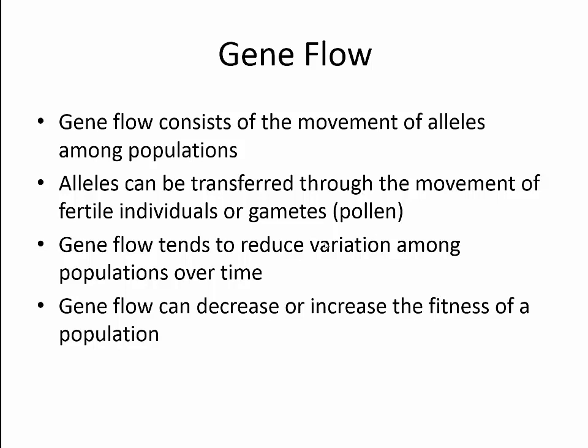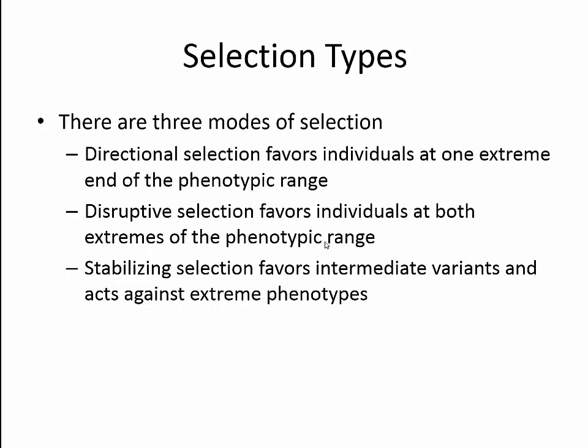Gene flow consists of the movement of alleles among populations. Alleles can be transferred through the movement of fertile individuals, or gametes, like pollen, and gene flow tends to reduce variation among populations over time. Gene flow can decrease or increase the fitness of a population. There are three modes of selection. There's directional selection, which favors individuals at one extreme end of the phenotypic range. There's disruptive selection, which favors individuals at both extremes of the phenotypic range. And then there's stabilizing selection, which favors intermediate variants and acts against the extreme phenotypes.